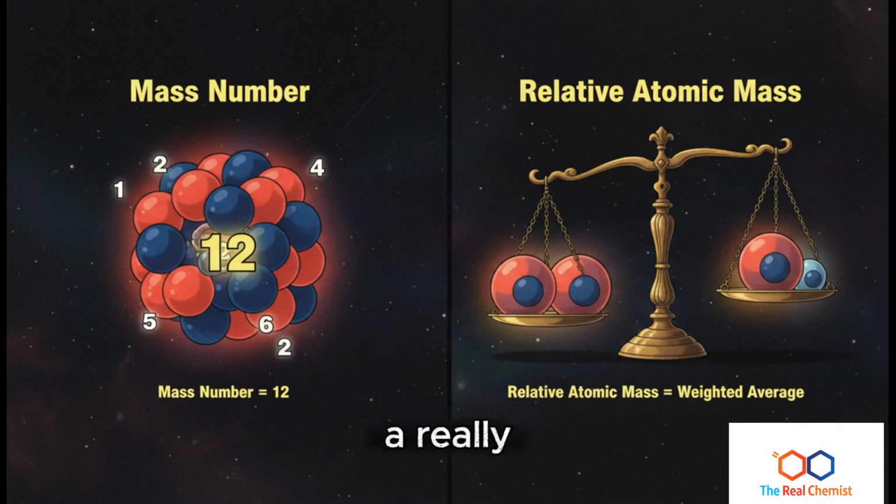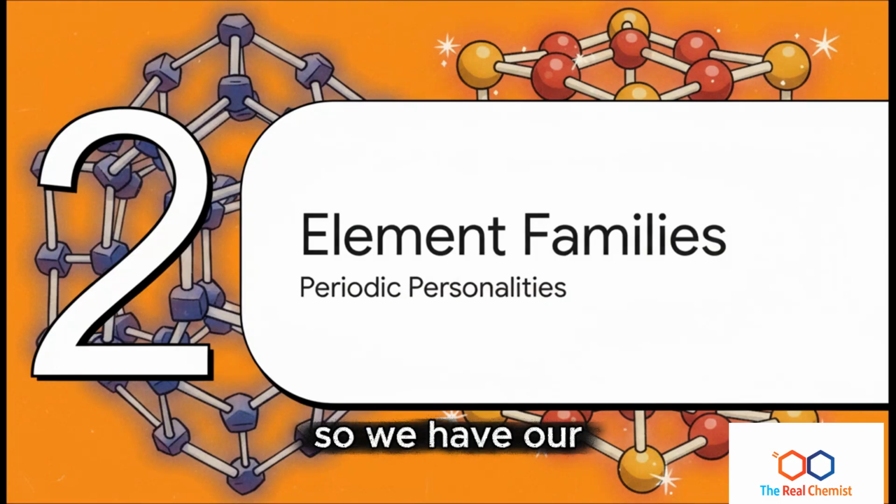And that leads us to a really important point that can trip people up. Let's get it straight. The mass number, over on the left, is super simple. It's just a head count, the number of protons and neutrons in one single atom. But the relative atomic mass, on the right, is a totally different beast. It's the weighted average of all the different isotopes of an element based on how common they are in nature. So one's a simple count, the other's an average. Big difference.